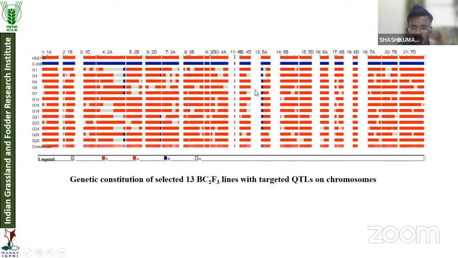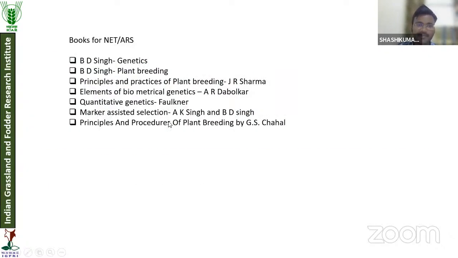This is a graphical approach showing background selection in the BC2F3 generation. You can see the red color may be from the recipient region, and the blue color is the donor region, where it has the trait of interest. The remaining white color is maybe unknown, not captured in the marker region. So you select the lines which have more recipient parent genome and the marker associated with the trait of interest, and you go for background selection. This includes marker-based background screening.